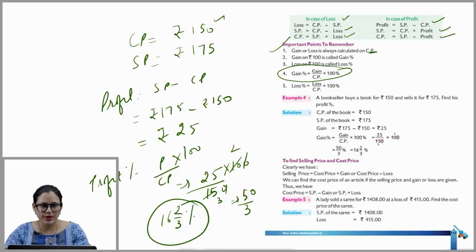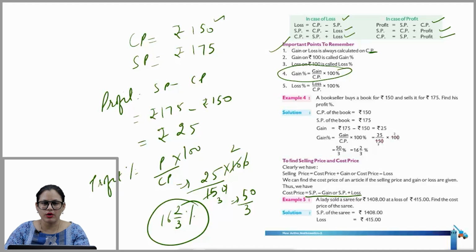Next, to find selling price and cost price. Clearly, we have selling price is equal to cost price plus gain, or cost price minus loss. We can find the cost price of an article if the selling price and gain or loss are given. Thus, we have cost price is equal to SP minus gain, or SP plus loss.